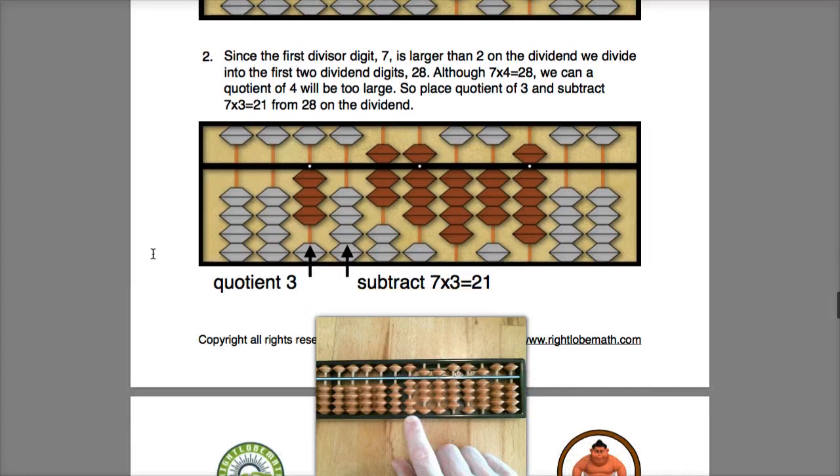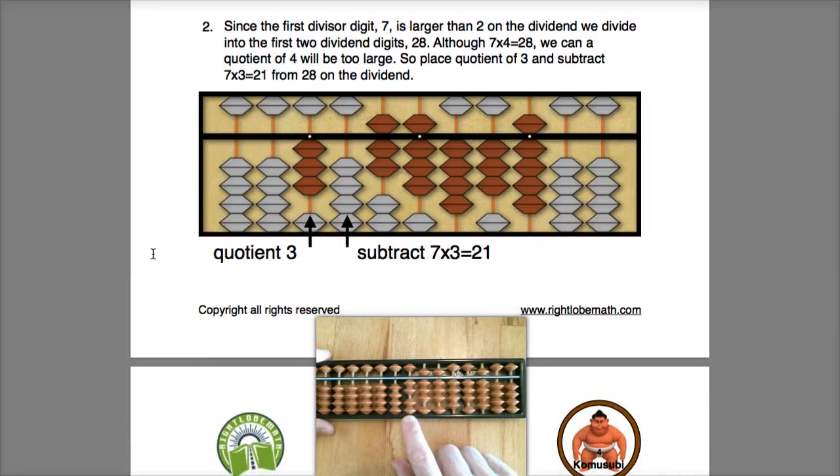Let's start off with our first divisor digit, 7. 7 is larger than 2, so we're going to go into the first 2 digits and divide 7 into 28. I could see 7 times 4 is 28, but if I do 4 as my first guess, then I have to multiply 4 times 9, which is 36, which will clearly be larger than this 8. So I know that 4 is going to be too large, so I'm going to start off with a first guess of 3.